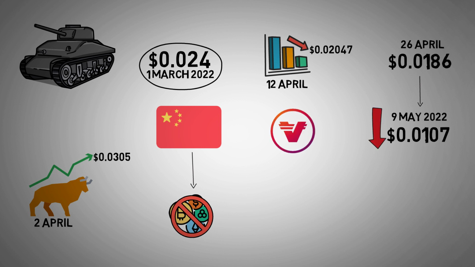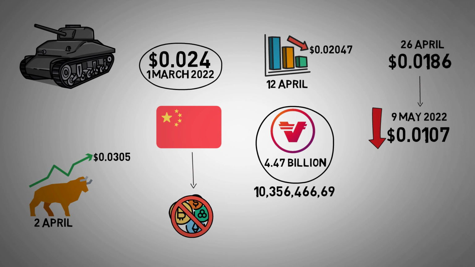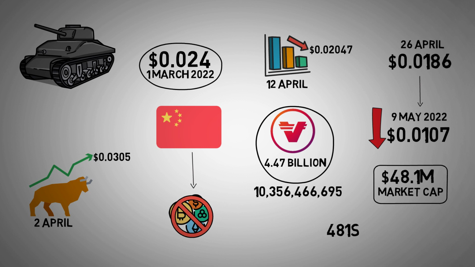The price has continued to collapse since, and on 9 May 2022, it was worth about $0.0107. At this time, there were 4.47 billion Veracity in circulation, out of a maximum supply of 10,356,466,695. This gave it a market cap of around $48.1 M, making it the 481st largest crypto by that particular metric.